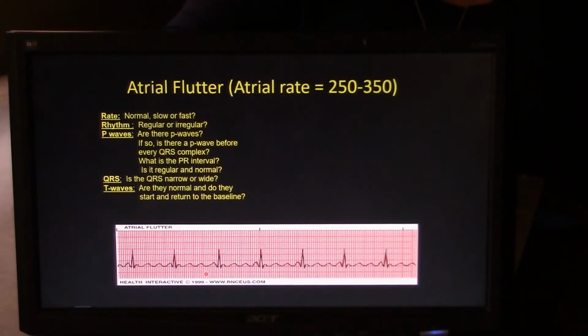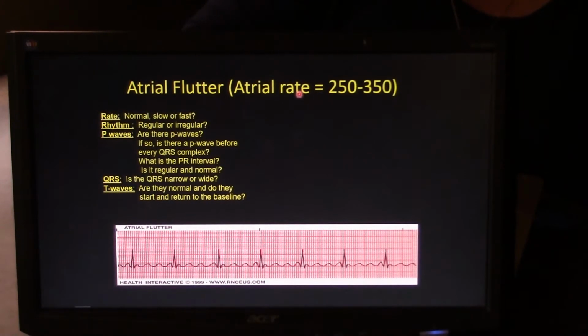Because we have this sawtooth configuration and we do not have a definitive P wave, and because our QRS complexes are narrow, we know that this dysrhythmia is coming from above the ventricles, and that in this case, because of this sawtooth pattern, we have atrial flutter.